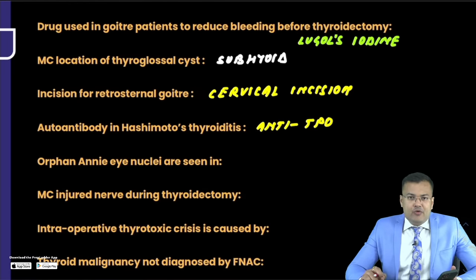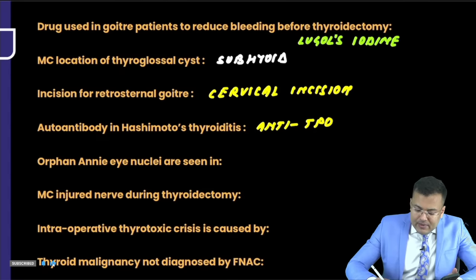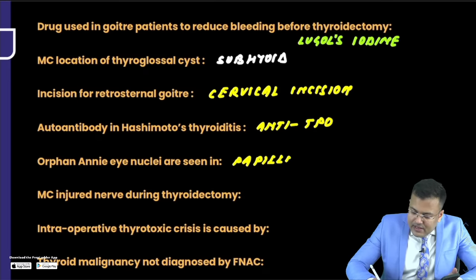Next question, easiest question. Orphan Annie nuclei are seen in which malignancy? Shubham Gupta, first person to reply. Campylobacter, Nukila Sushmita, Tony, Shelby, Dr. Reformer, very good, all of you are correct, guys. It is papillary carcinoma. This is papillary carcinoma thyroid.